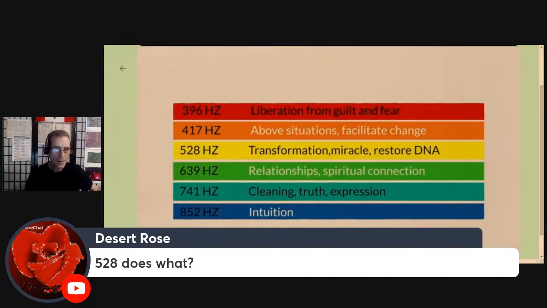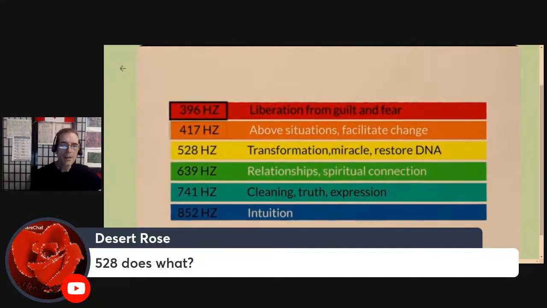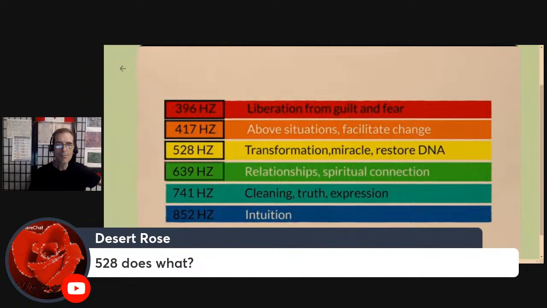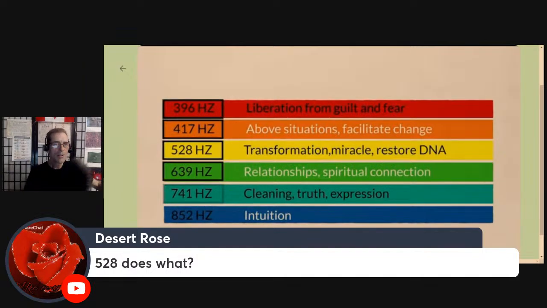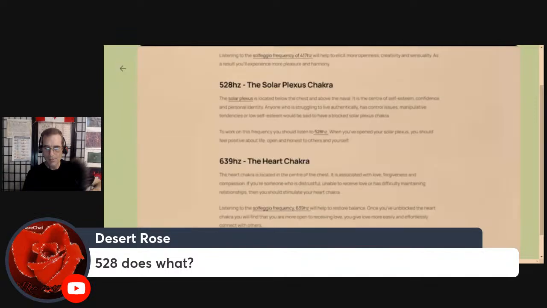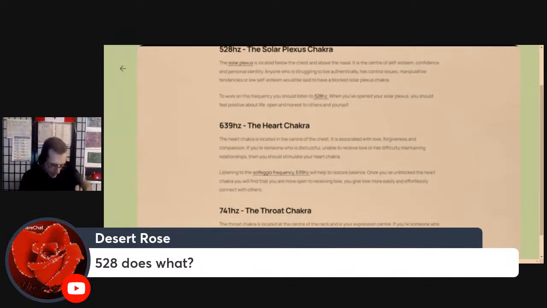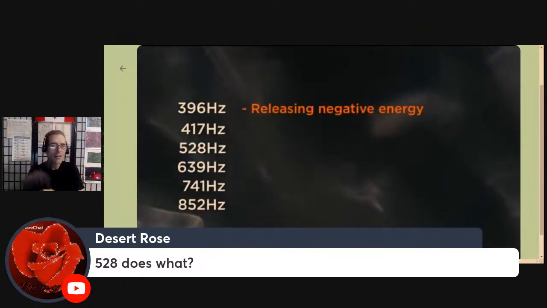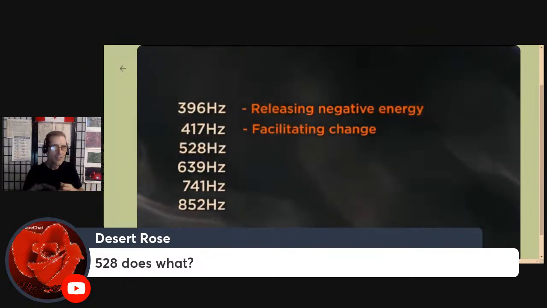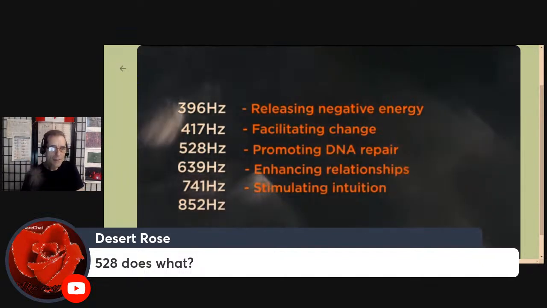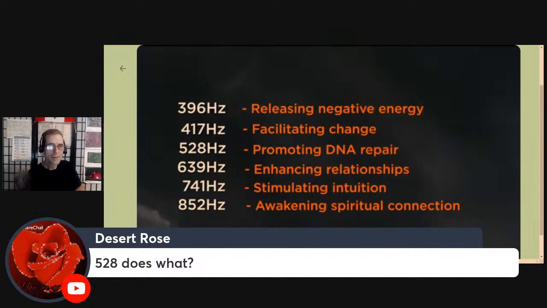Solfeggio frequencies are another fascinating aspect of specific frequencies that have gained attention in recent years. These frequencies, including 396 Hz, 417 Hz, 528 Hz, 639 Hz, 741 Hz, 852 Hz, are said to resonate with different aspects of our well-being. Each frequency is associated with specific intentions, such as releasing negative energy, facilitating change, promoting DNA repair, enhancing relationships, stimulating intuition, and awakening spiritual connections.